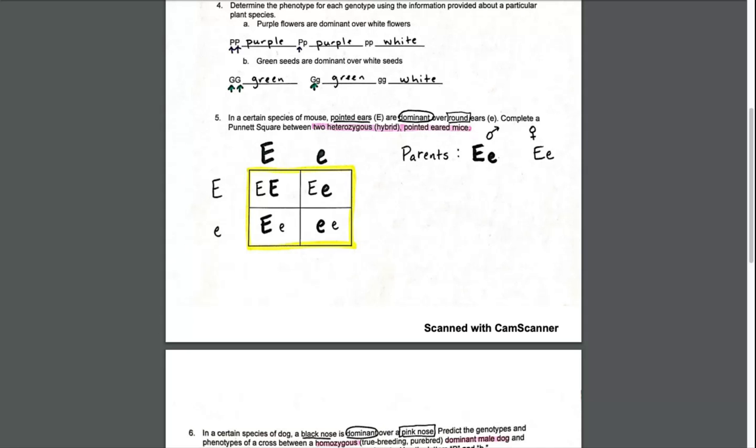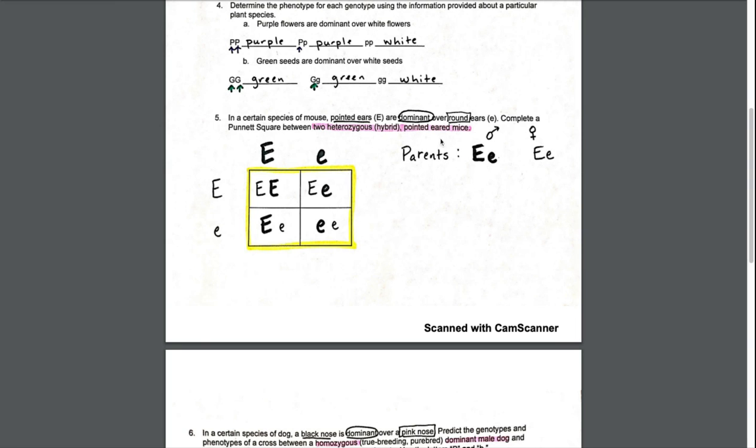In this example, number 5, we have pointed ears, represented by a capital E, are dominant. So I circled that they were dominant over round ears. So that means round ears are recessive. The next statement says complete a Punnett square between two heterozygous, also known as hybrid, pointed-eared mice. So these heterozygous mice have pointed ears.